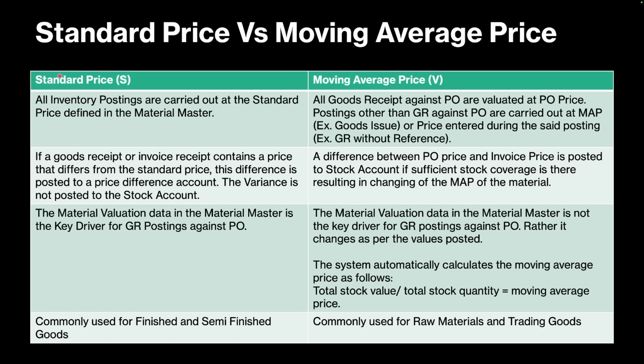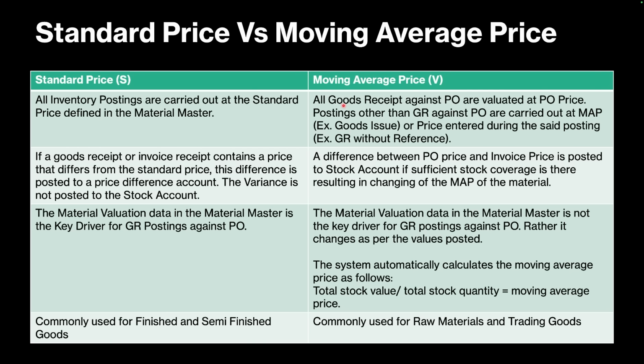You can see here, for a standard price, all inventory postings will be carried out at the standard price defined in the material master. The material master becomes the main driver, and whatever entry is there in the material master, the system will always carry out the posting at that particular price. But in case of moving average price, all goods receipts against a purchase order shall be evaluated at the PO price. The system will not consider the moving average price which is there in the material master. Rather, the system will take the PO price and add it to your existing inventory value.